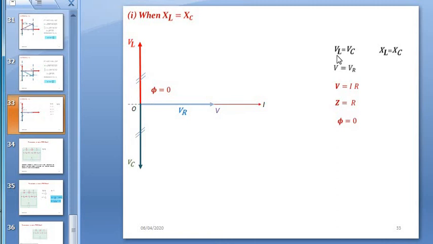The third case, VL is equal to VC. When XL is equal to XC, the total voltage is nothing but VR. V is equal to I into R. From this, Z is equal to R. There is no X. X is equal to XL minus XC or XC minus XL, both are cancelling each other. Therefore, the total impedance is because of only resistance. Impedance is reducing, and when impedance is reducing, the current will increase. And the phase angle is 0.